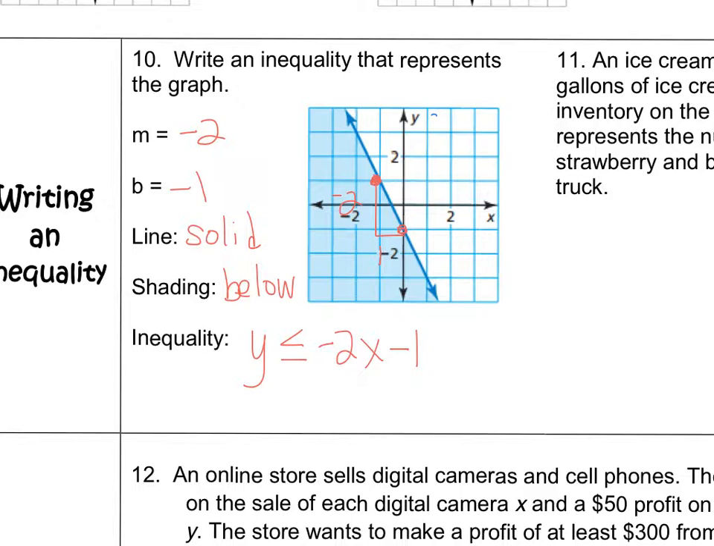Okay, on number 11, now they've given us a situation. So we're just putting more of the pieces of the puzzle together and we're figuring out our inequality that goes with the situation. And then we're writing the inequality and that matches what's going on. So I want you to do this one on your own. Pause your video, then check back for your answer.